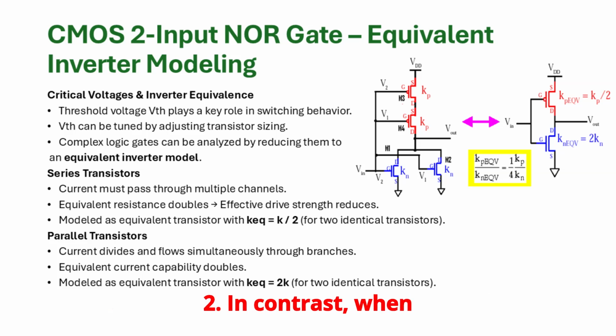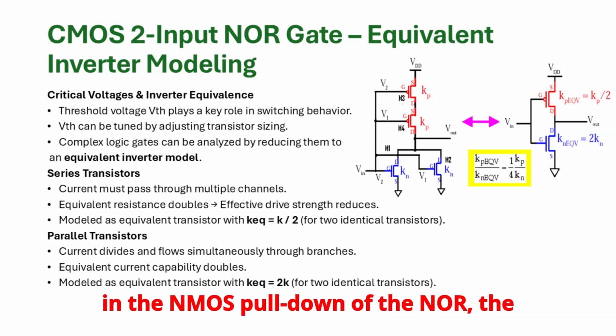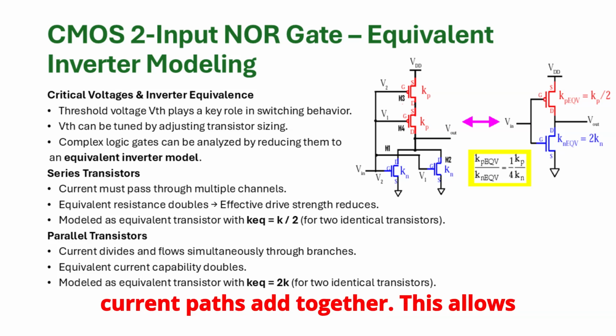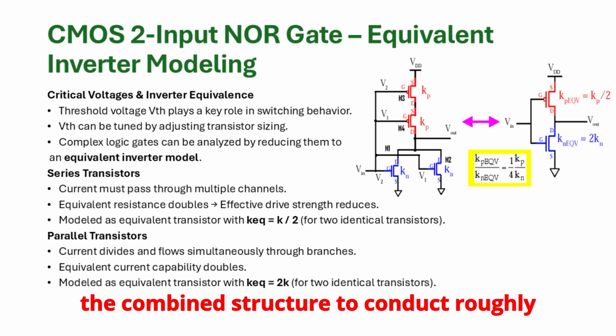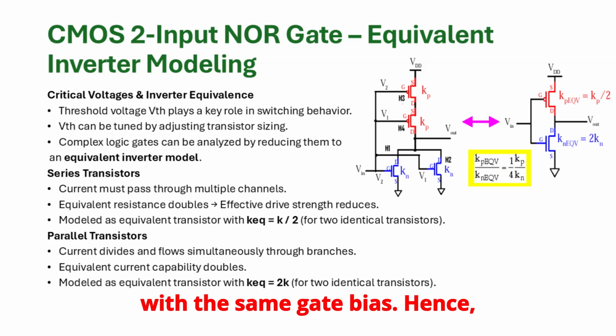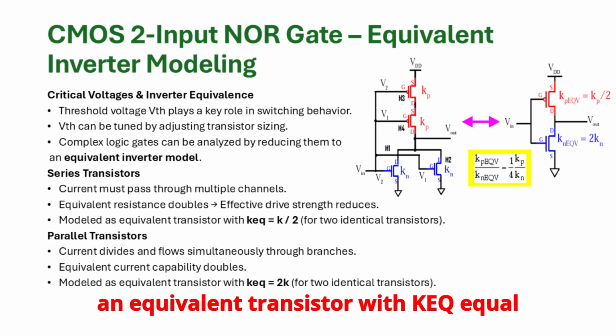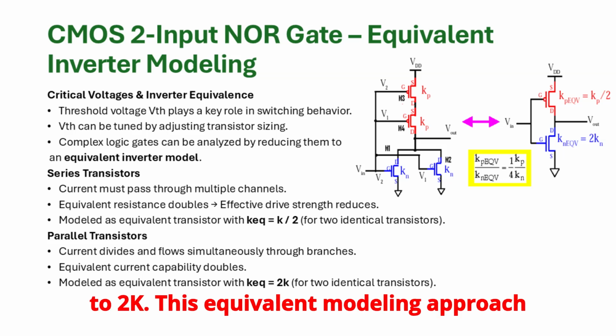In contrast, when transistors are arranged in parallel, as in the NMOS pull-down of the NOR, the current paths add together. This allows the combined structure to conduct roughly twice the current of a single transistor with the same gate bias. Hence, the parallel configuration is modeled as an equivalent transistor with K equal to 2K.